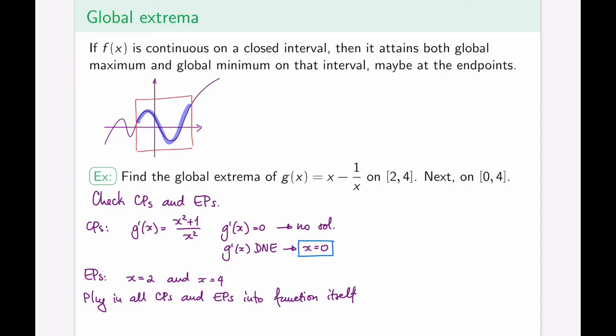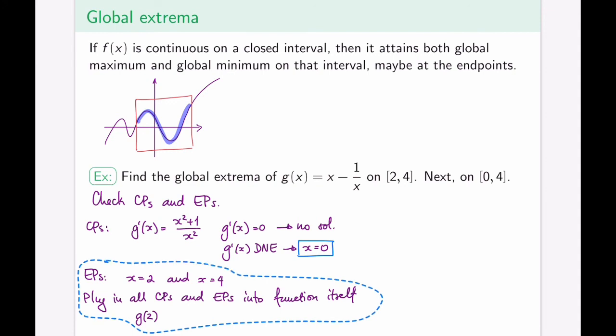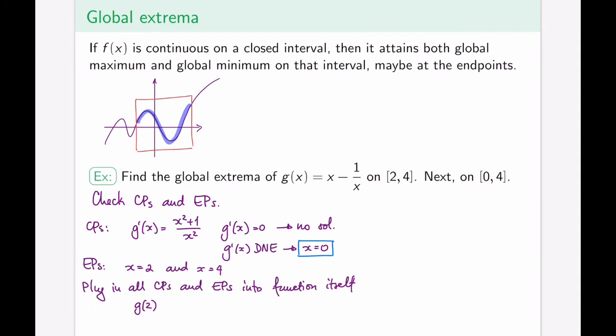So we're going to take a look at the function, which is called g. We're going to take a look at g of 2, because that's one of our endpoints, and we're going to look at g of 4. So if I just plug in 2 into this function and I plug in 4 into this function, what are going to be my numbers? I have 1.5 for g of 2 and I have 3.75 for g of 4. These are the only 2 points that we're going to look at.